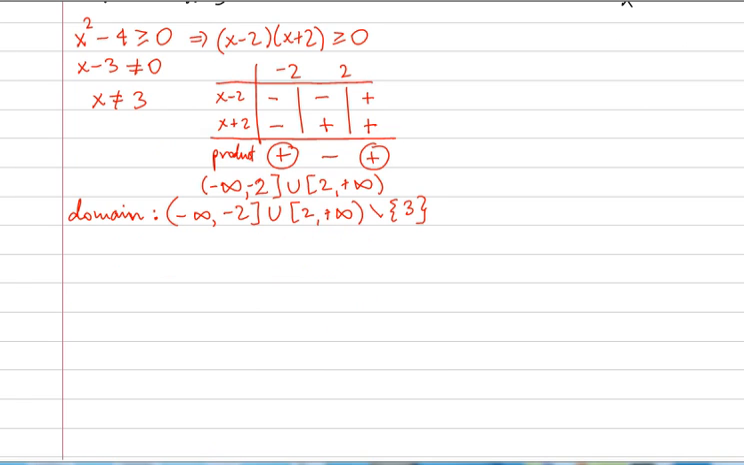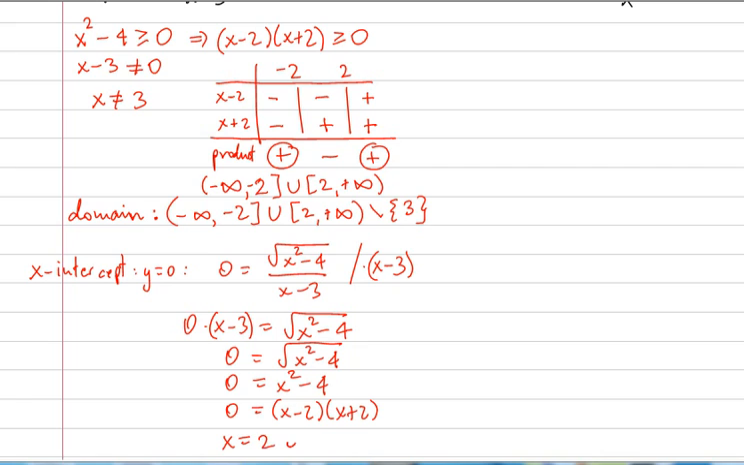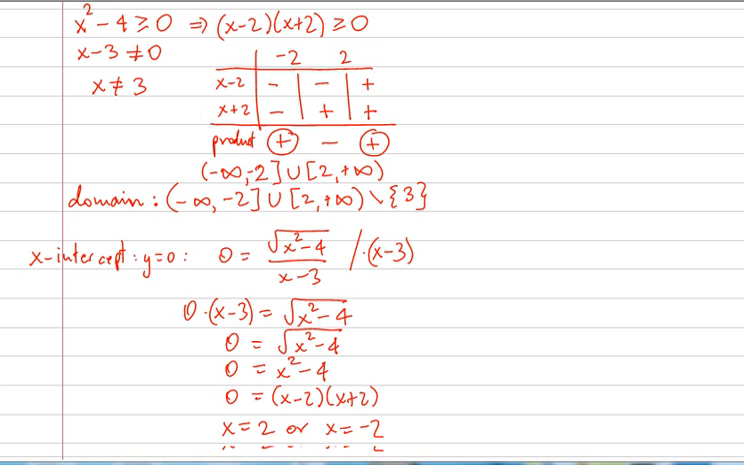Now to find intercepts, let's find the x-intercept. To find the x-intercept, we plug in y equals 0. So 0 equals square root of x squared minus 4 divided by x minus 3. We're solving this equation. This is an equation that has a denominator, so we'll multiply by the denominator on both sides. We'll have 0 times x minus 3 equals, and on the right hand side the denominator will cancel with what we are multiplying by, so we have 0 equals square root of x squared minus 4. We square this, we get 0 equals x squared minus 4. 0 equals x minus 2 times x plus 2, and therefore x is equal to 2 or negative 2. So this is the x-intercept for this problem.